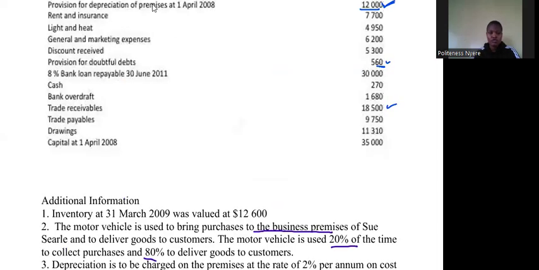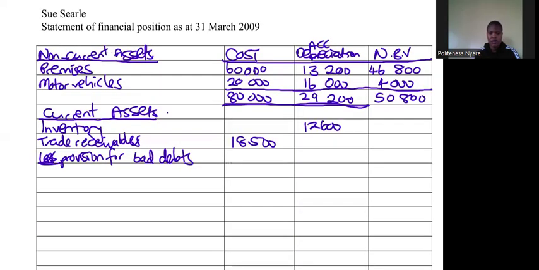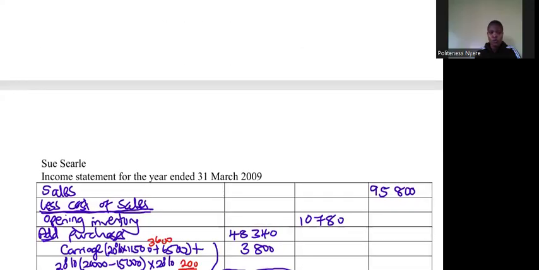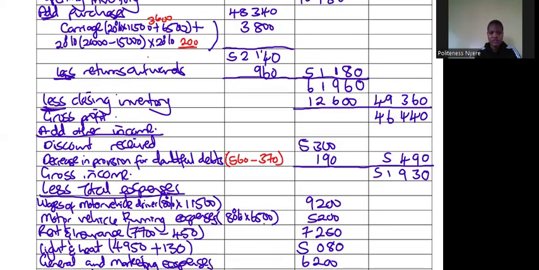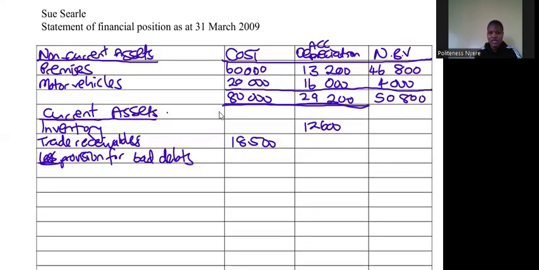Like they had told us, provision for bad debt should be maintained at 2%. So we said 2/100 times 18,500. That's how we got our 370, which we actually subtracted from 560. So the one that you're going to write in the balance sheet now is the 370. That is the current. So 370. So if we subtract here, we're going to get what?